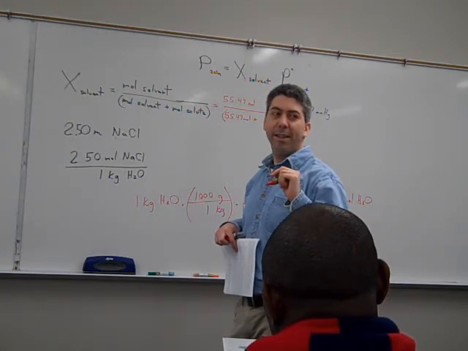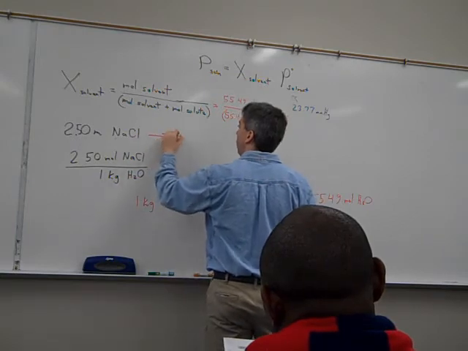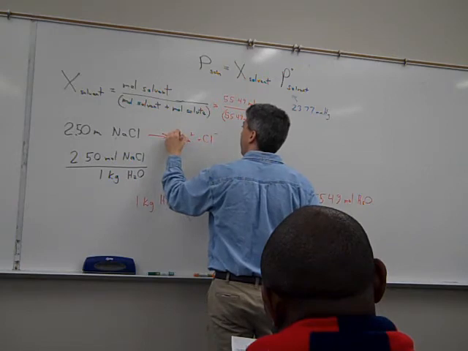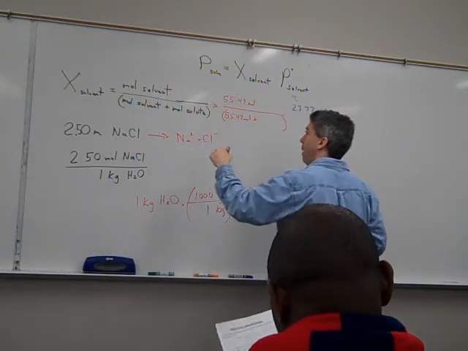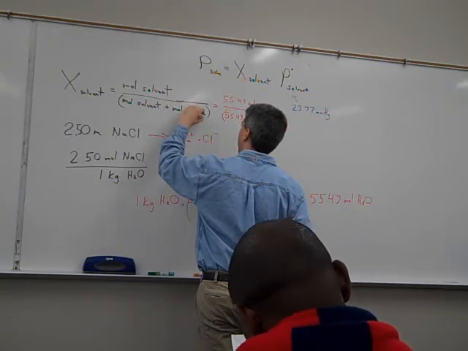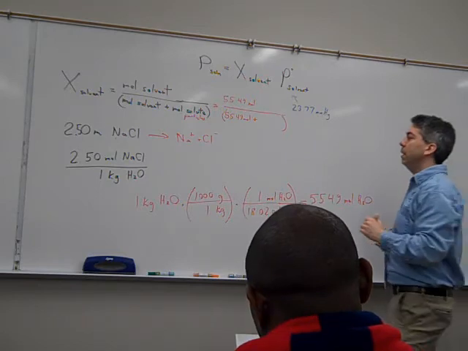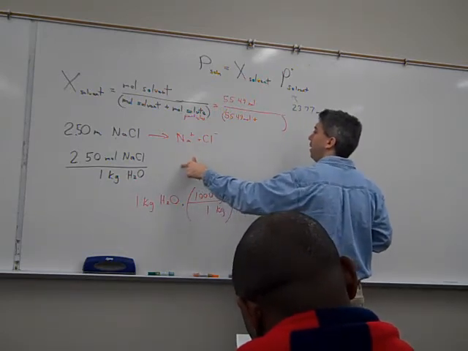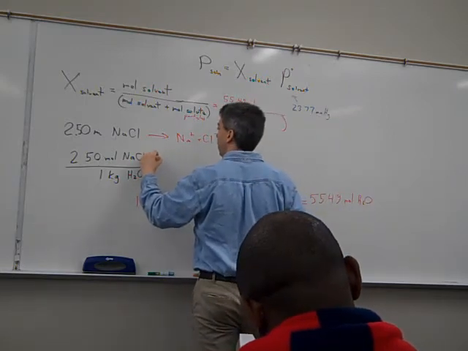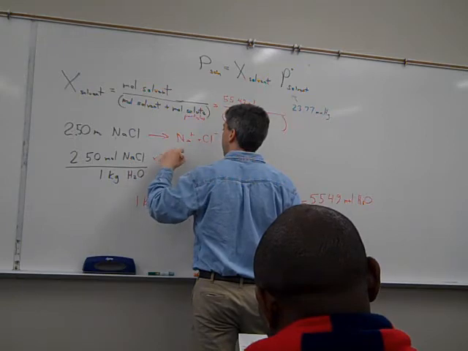2 particles. 2 ions. It's an ionic compound, right? NaCl will break apart into Na plus and Cl minus. And when we do the colligative properties, we have to keep in mind it's the moles of solute particles that we care about. Moles of solute particles. So this is actually going to be 5 particles.